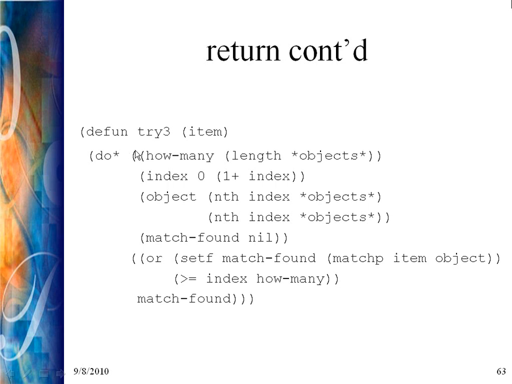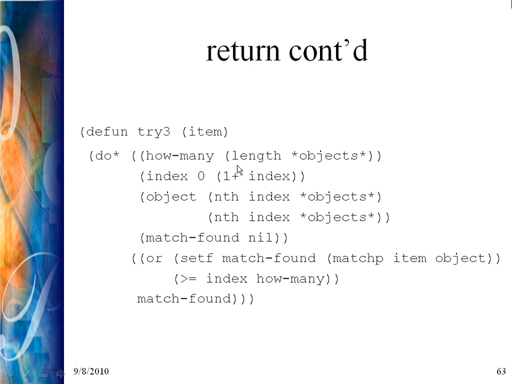So actually, here's another example. So here we have how many. There are that many objects in the list. Index 0. Here we have a do star form. Do star just means that in these binding forms, the later bindings can depend on the earlier ones, similar to let and let star, do and do star. So we're having four iteration variables: how many, index, object, and match found.